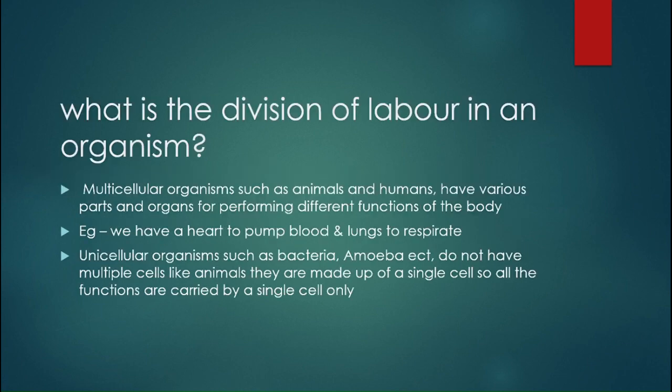Now, what is division of labor in an organism? In multicellular organisms like us humans and animals, we have various parts and organs for performing different functions of our body. For example, we have the heart for pumping blood and lungs to respire. But unicellular organisms do not have this kind of organs or parts, since they are made of only a single cell. So everything is done by the single cell only. This single cell respires, excretes, and digests food.